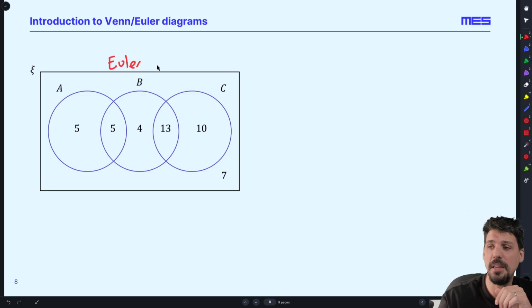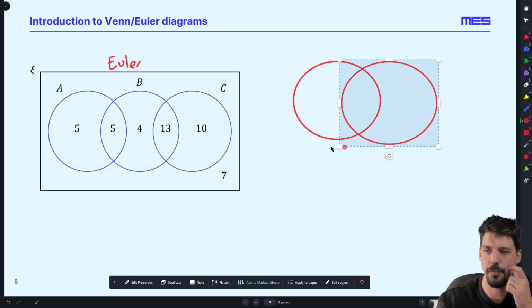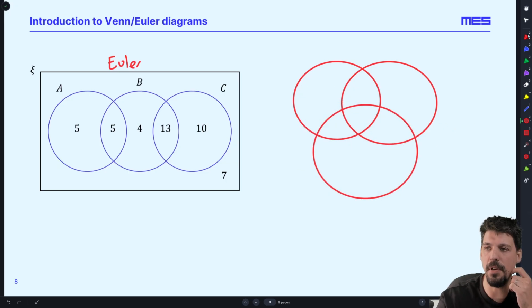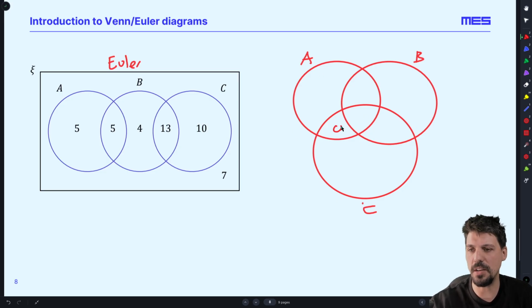Now, the difference is that a Venn diagram includes all possible options. So this would be a Venn diagram. Because the point is, even though there are no elements that are in A and C, on a Venn diagram we include that. All it means is there are no elements in A and in C. There would be none there.